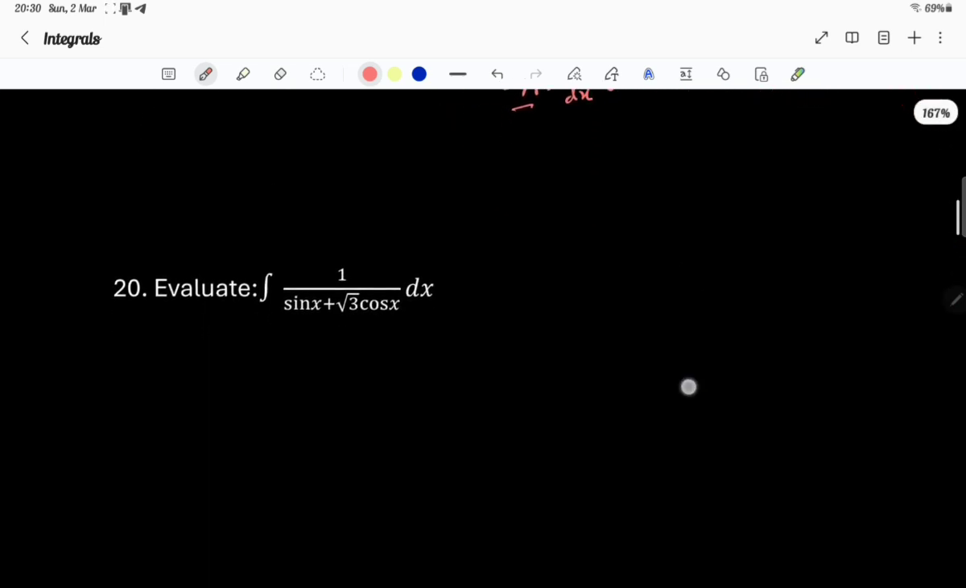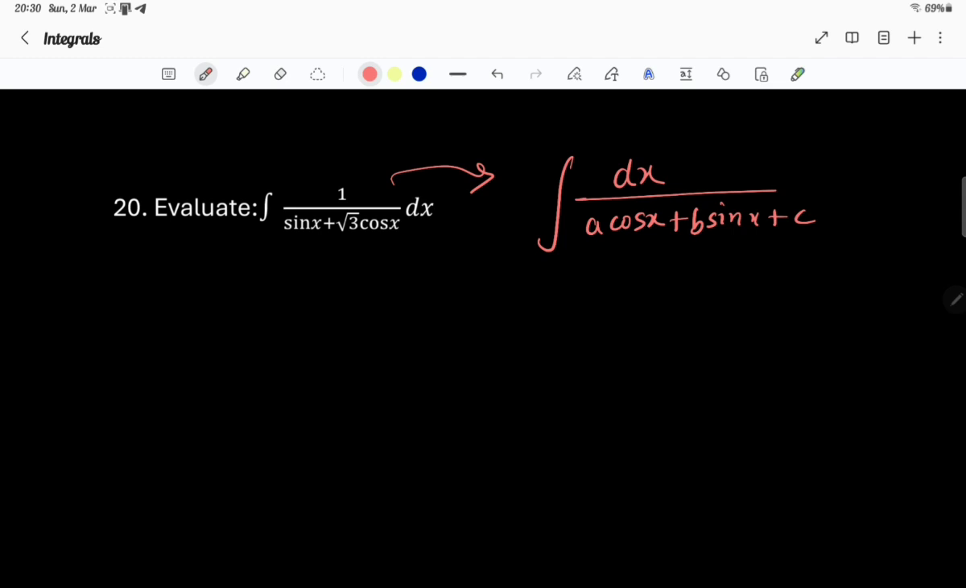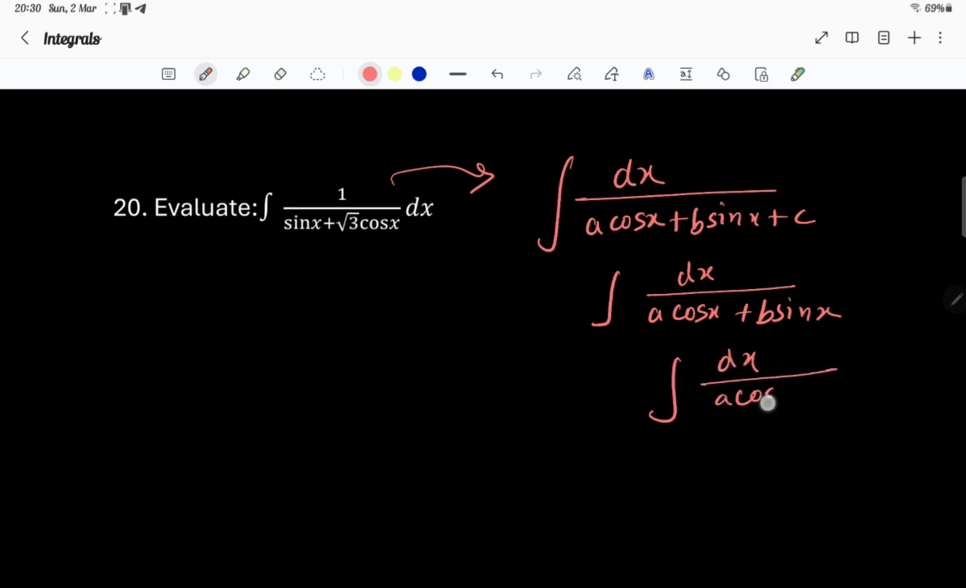Okay, this sin x plus root 3 cos x. So achha, once again one type of question is coming here, the integration of dx by a cos x plus b sin x plus c, with this only in the denominator. One of them may also come, like a cos x plus b sin x, or dx by a cos x plus c, or b sin x plus c, may also come, only in the denominator.